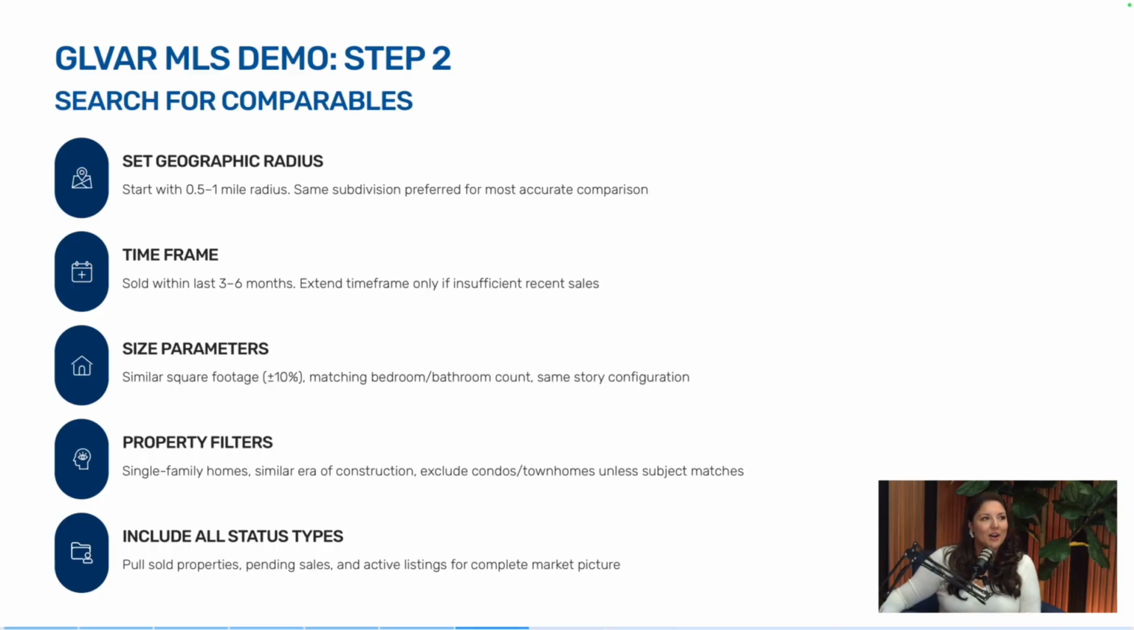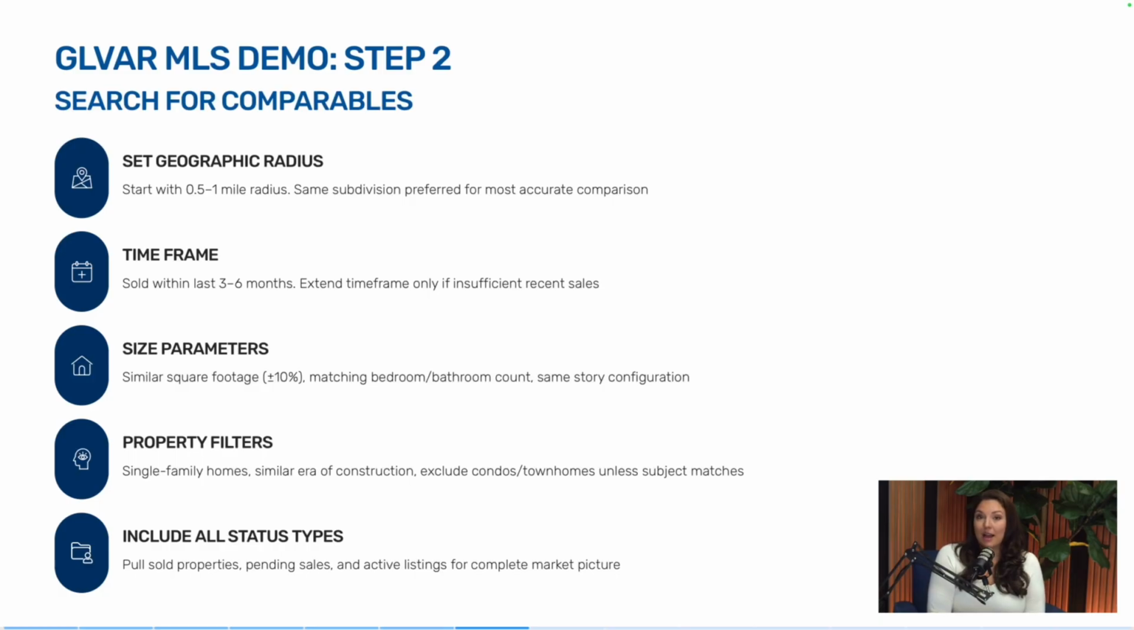So now we want to talk about searching for comparables. So now that we've got our subject property details, step 2 is running the search for comparables. I like to start with a half-mile to 1-mile radius. If I can, I stay inside the same subdivision as we just mentioned a little while ago, and that keeps the comps the most relevant.